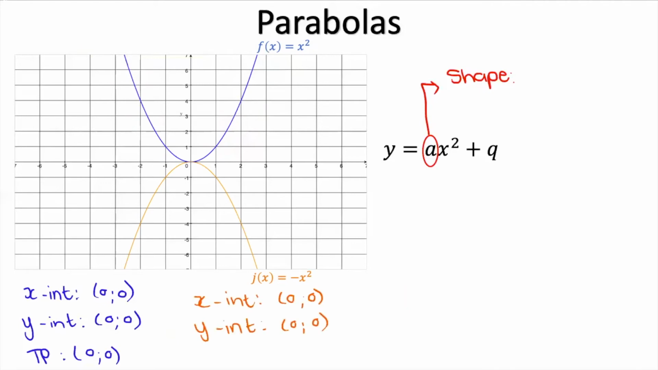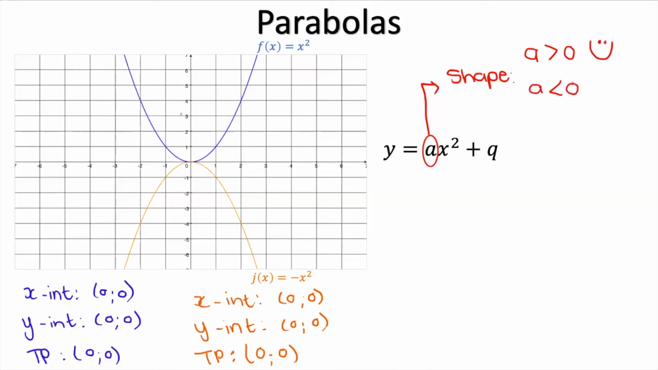x-intercept and y-intercept still the same, and the turning point is still the same. So the only thing that has changed is the direction of our u. In fact, we can generalize and say that when a is greater than 0 or positive, we will always have an upward facing u. I like to call that our smiley face.